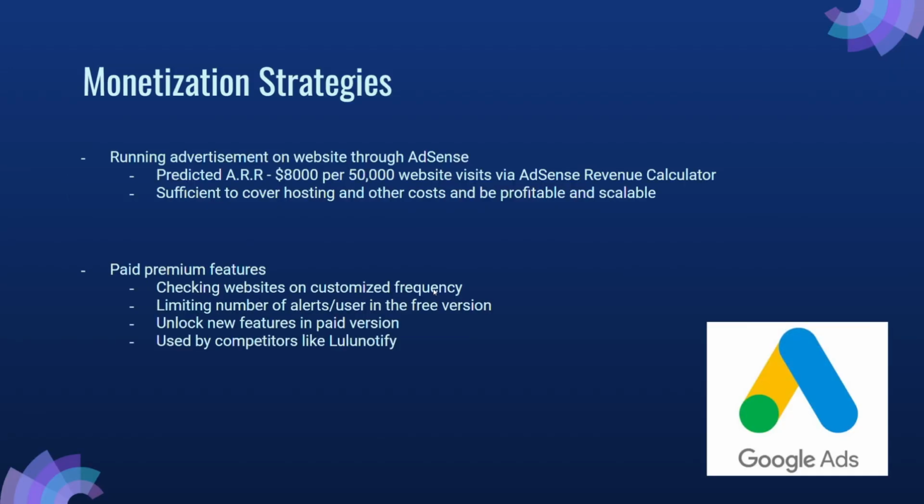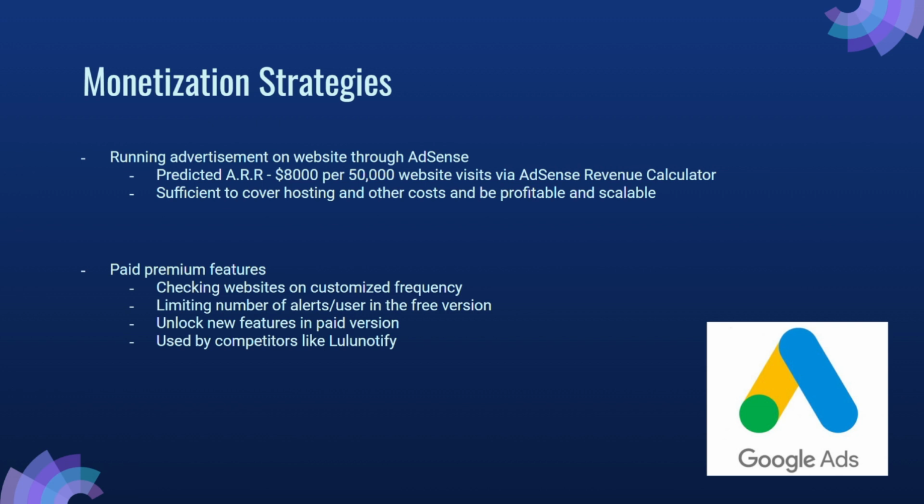In terms of monetization strategies, we have two major ways: one is to run advertisements and the other is to have a paid premium feature. In terms of advertisements, we can do it through Google's AdSense, which is one of the most popular and profitable agencies. The predicted ARR is around $8,000 per 50K website visits, according to their AdSense revenue calculator.